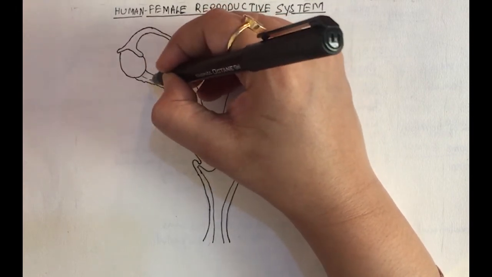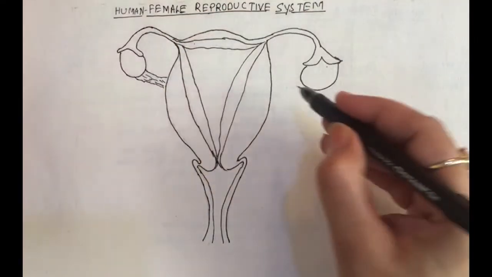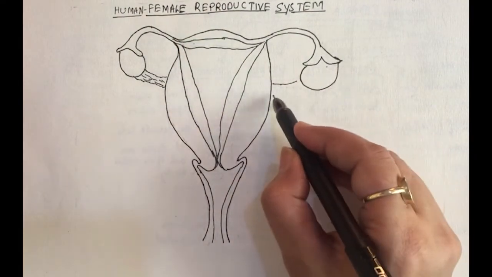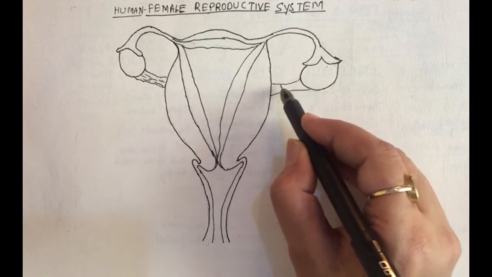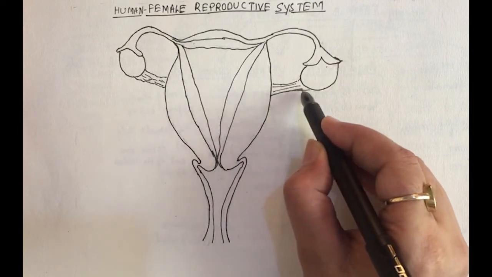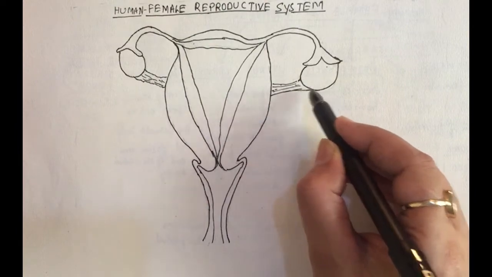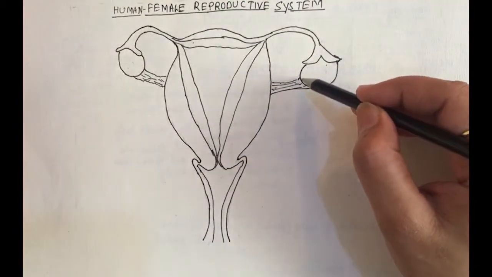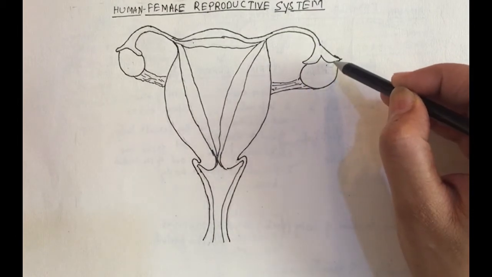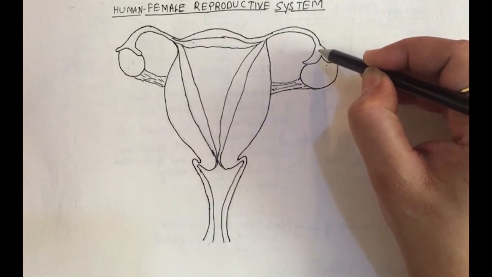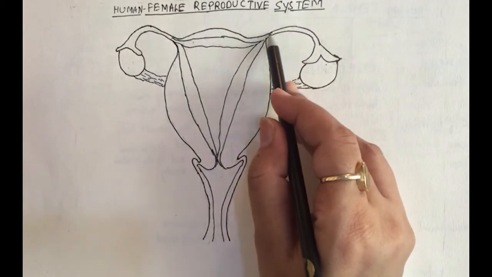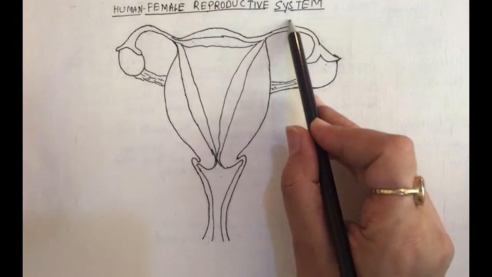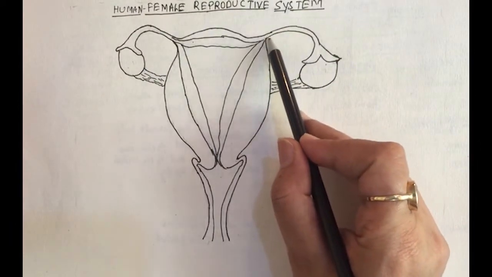Now we will attach ovaries with the uterus wall with the help of attachments. The ovary is attached here also. They are not hanging in the air, they are attached like this. These are the two ovaries. Now these two ovaries, they produce eggs, and the eggs are released from the ovary in the oviduct, here and here.